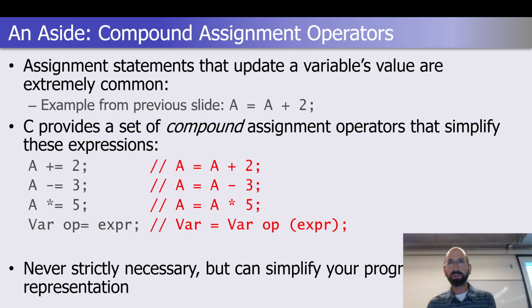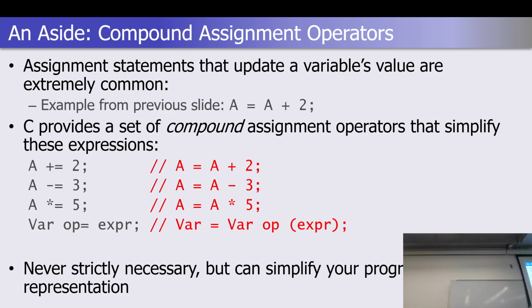Small aside, and this is something you never strictly need to do, it's extremely common to have these assignment statements that update a given variable's value. Like in this previous example, we had a equals a plus 2. You'll see in other code that you're writing or reading that that's such a common thing. There's a compound assignment operator that just slightly simplifies those expressions. So for any of the operators that we have defined, if it is the variable itself that we are updating, so it is both on the right-hand side of the equal assignment operator and on the left-hand side, then you can actually just use the compound assignment operator instead.